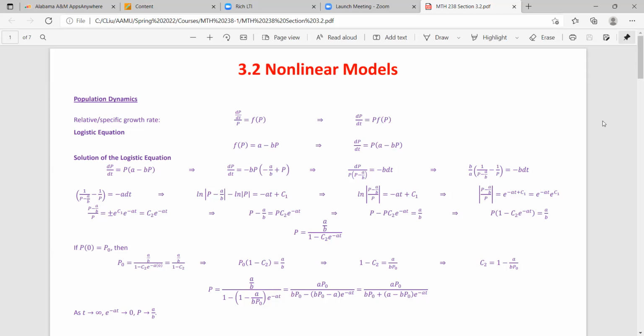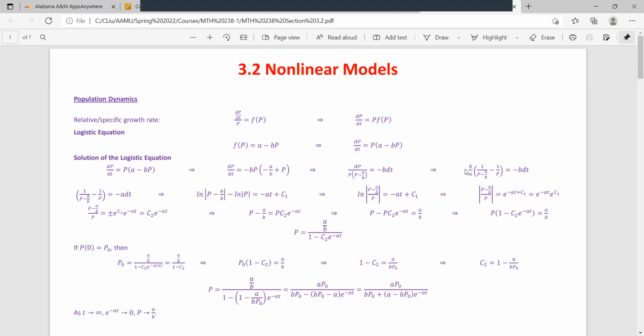Okay. Yes. So I understand the integration, but I don't understand where you pulled A over B from in the fourth step up at the top and towards the right, right there.